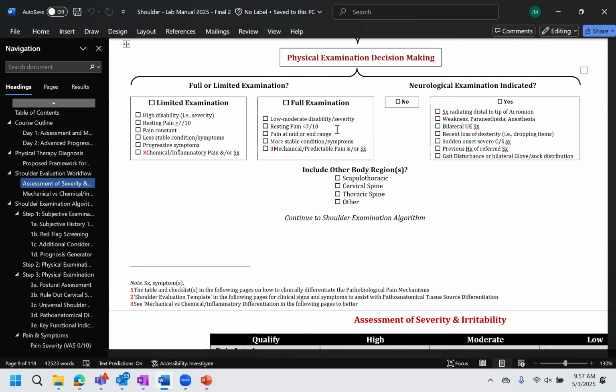Is it going to be full or limited? That is going to be based off their irritability and their severity. And then it's also going to be determining, do I need to have a neurological examination or not? My clinical practice has swung to multiple extremes coming out of school. I did an upper quarter screen on everybody I saw that had pain above the navel, right? Very quickly, the mentors I had in my residencies asked me, what are you doing? And I said, I'm doing what I was told. But it really should be much more algorithmic and streamlined.